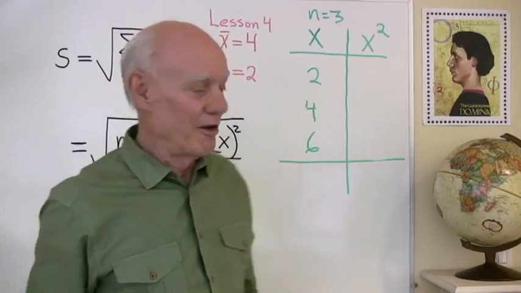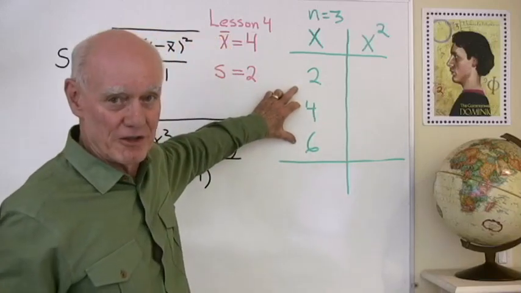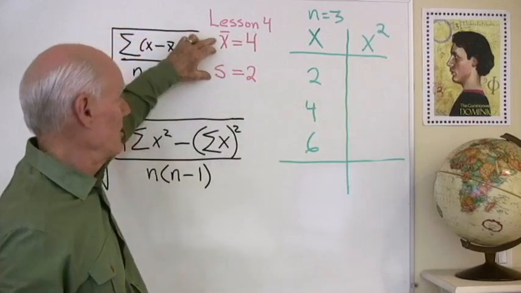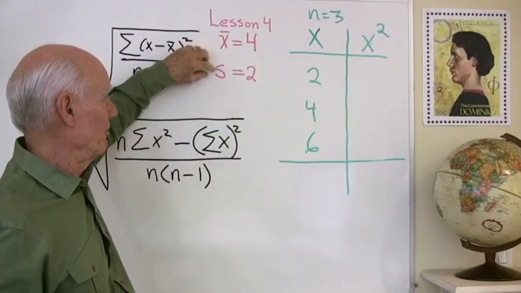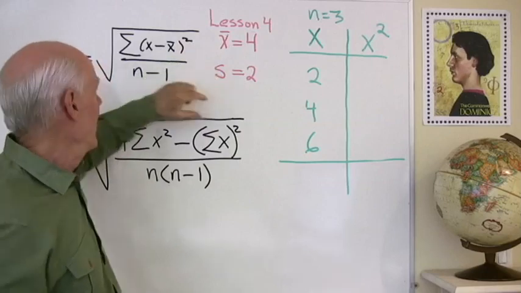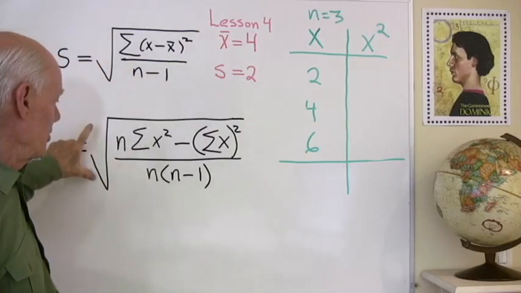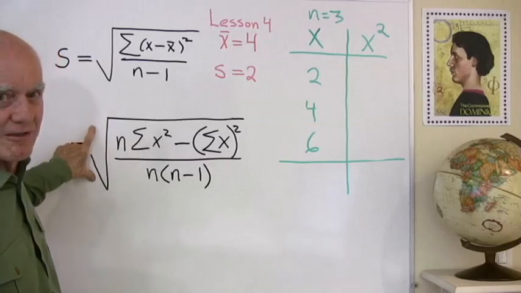In this lesson, we want to find the mean and standard deviation for these numbers right here. Now, in the previous lesson, we found the mean and standard deviation to be x̄ equals 4 and s equals 2, and we used this formula right here. In this lesson, what we want to do is use this formula for the standard deviation.